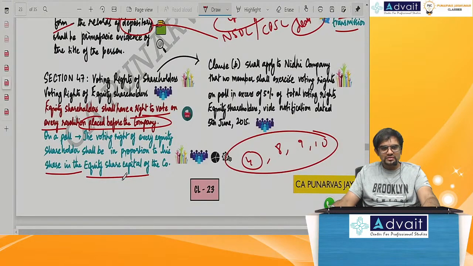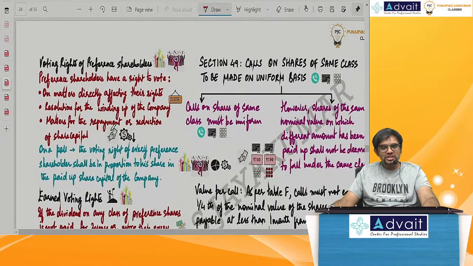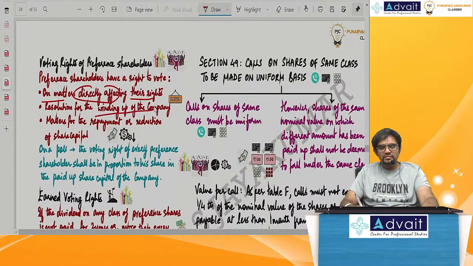One with respect to the poll, one with respect to something else. That is what we need to see. Voting rights of preference shareholders. Preference shareholders shall have a right to vote on matters directly affecting their rights, on every resolution for the winding up of the company, and on matters for repayment or reduction of share capital. This is only the voting rights which directly affect their rights. Second, when it comes to the winding up of the company, they will be there. Third, matters for repayment or reduction of share capital.